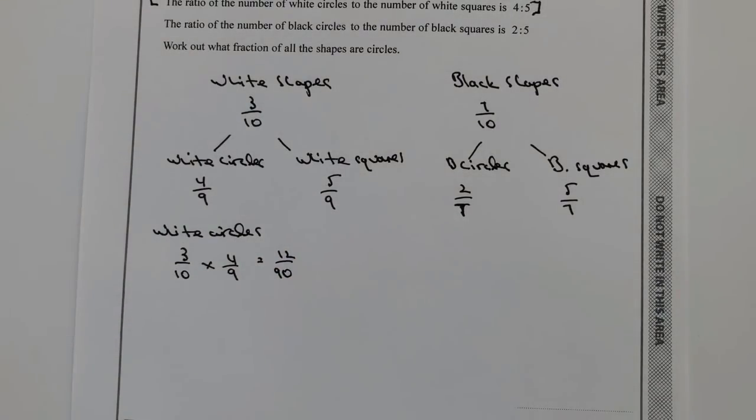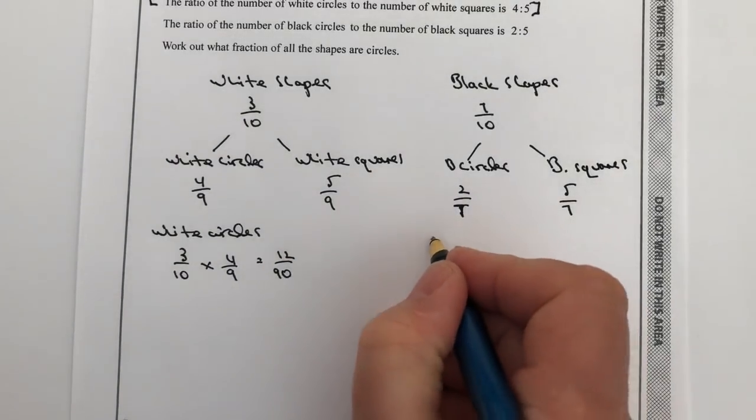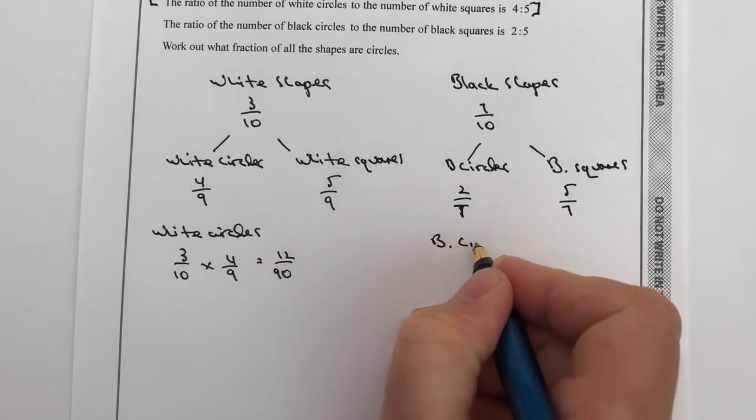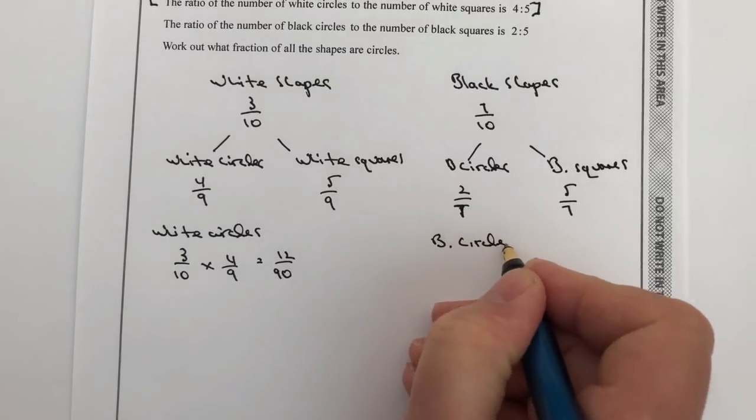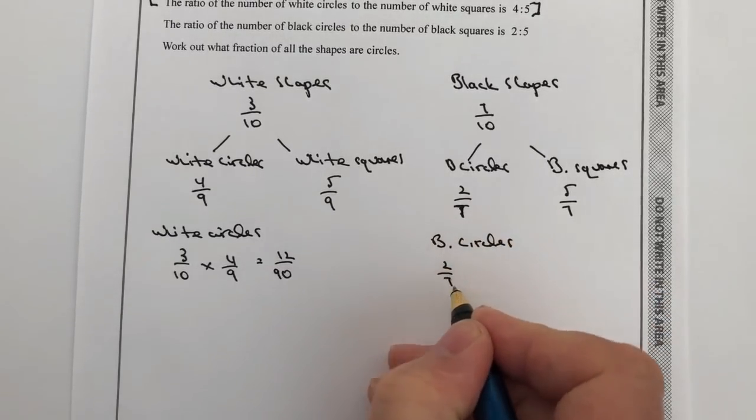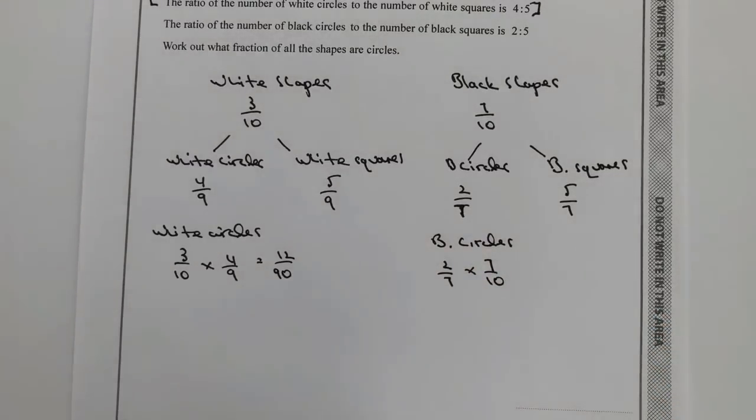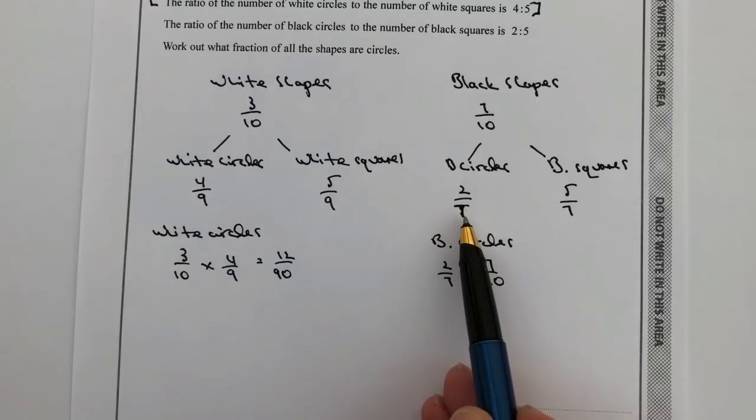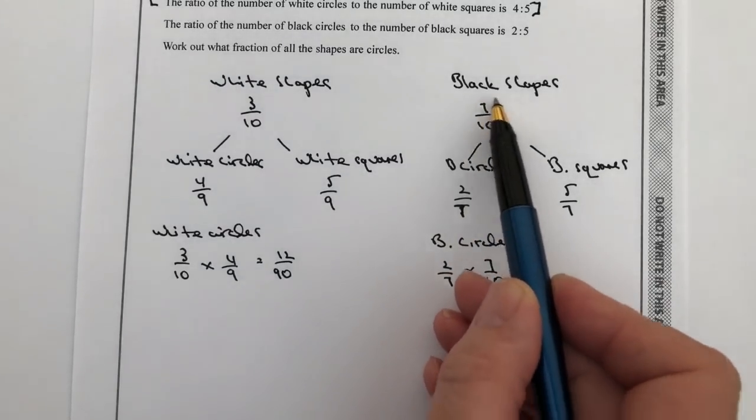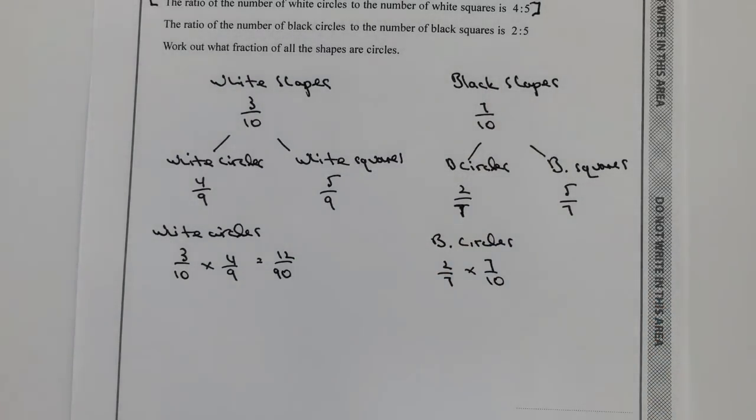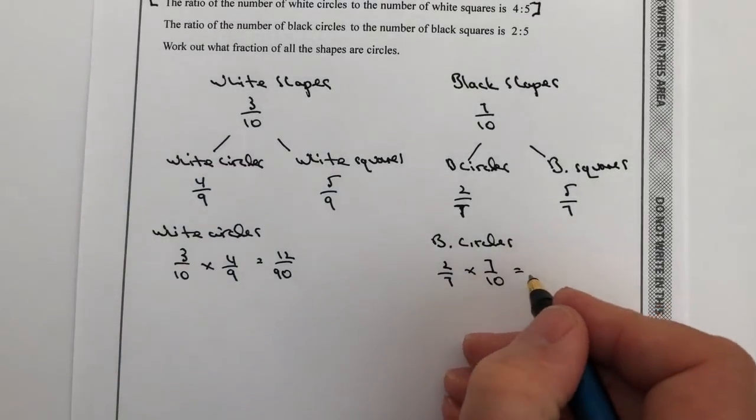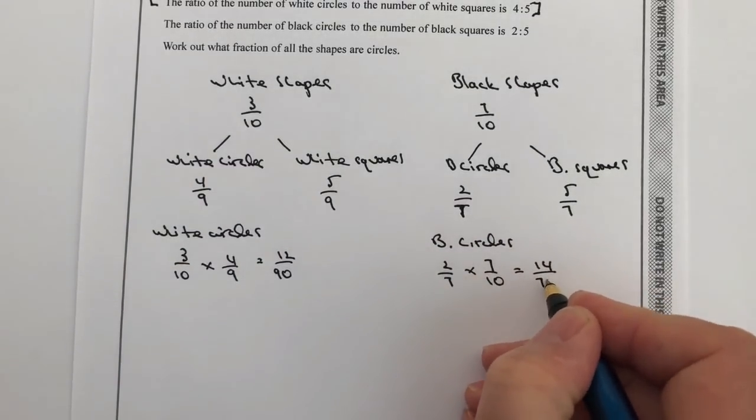Let's do exactly the same exercise now with the black circles. With the black circles, I've got 2/7 of 7/10. It's 2/7 of them are black circles out of the 7/10 which are black shapes. If I then multiply that across, I get 14 out of 70.